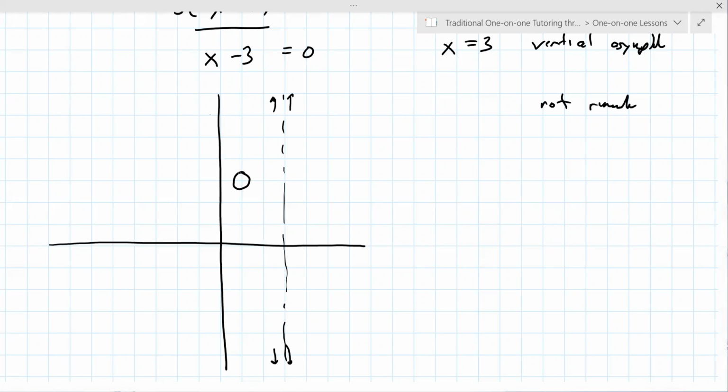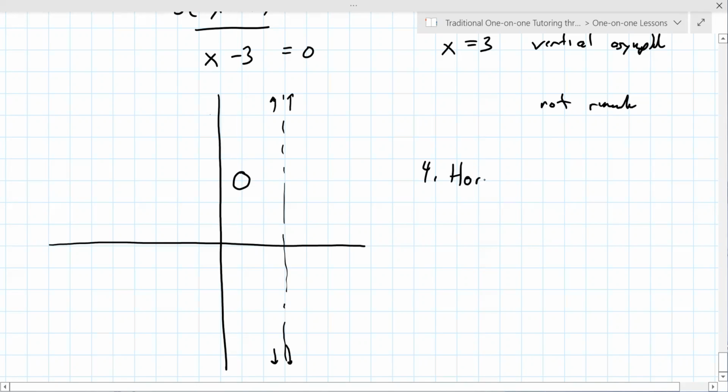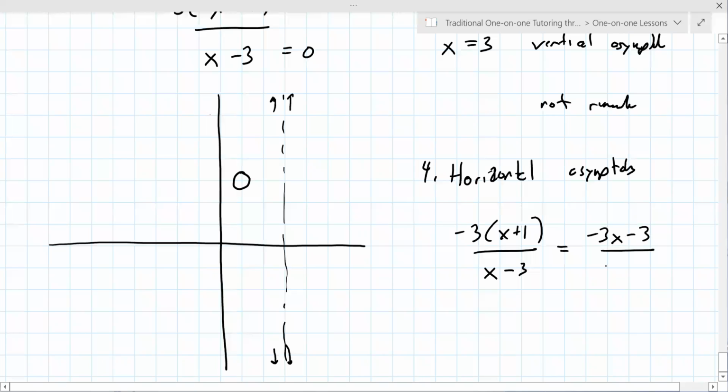We will get back to zeros. We're going to do end behavior next. End behavior is really horizontal asymptotes. Horizontal asymptotes are the exact same thing as end behavior. And so you use the reduced form. Use the minus 3x plus 1 over x minus 3. And you can even multiply in. That's actually probably a good thing to do here.